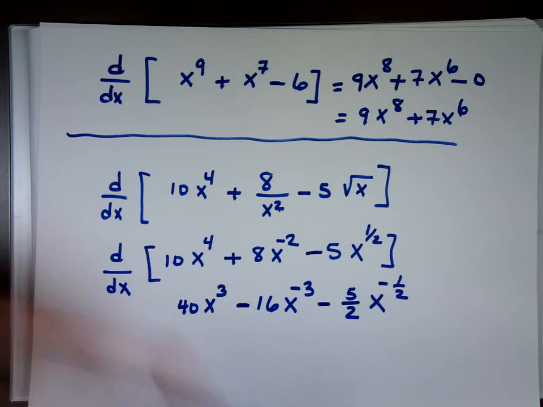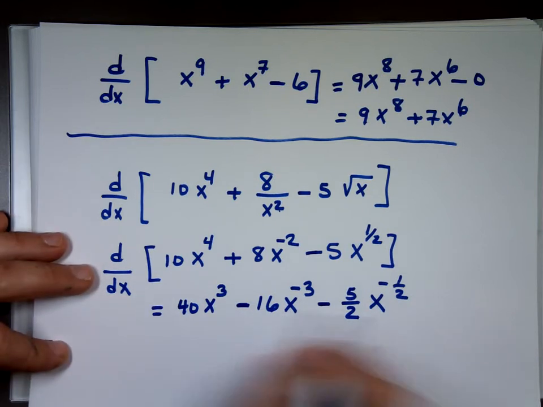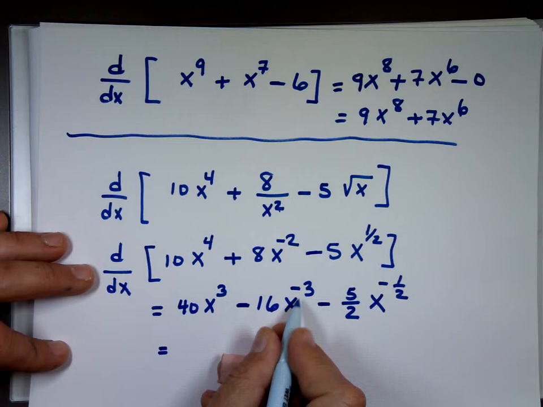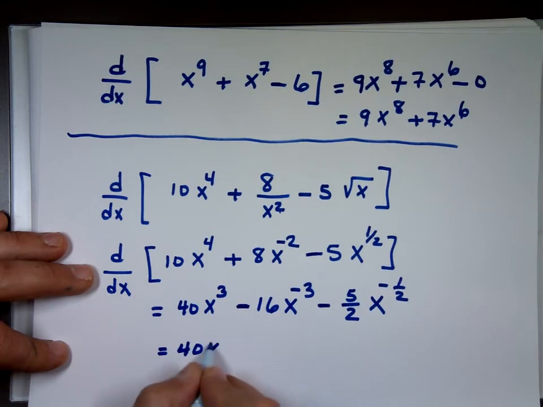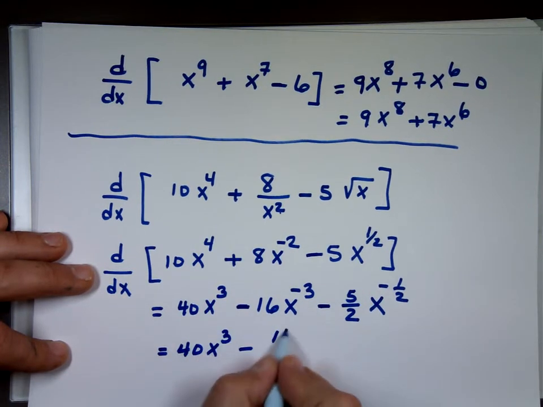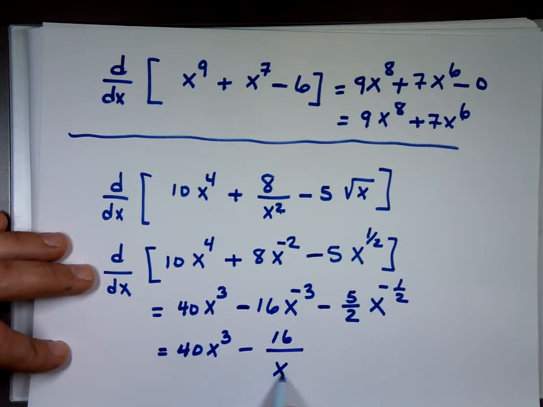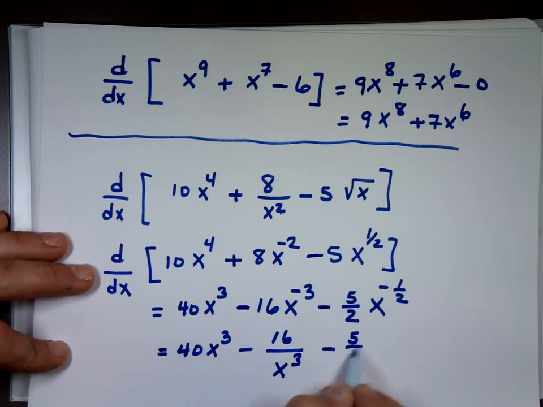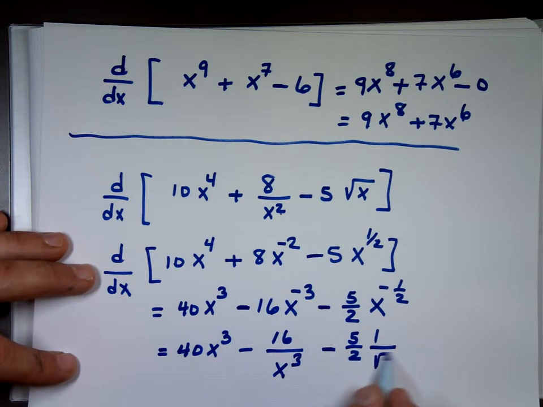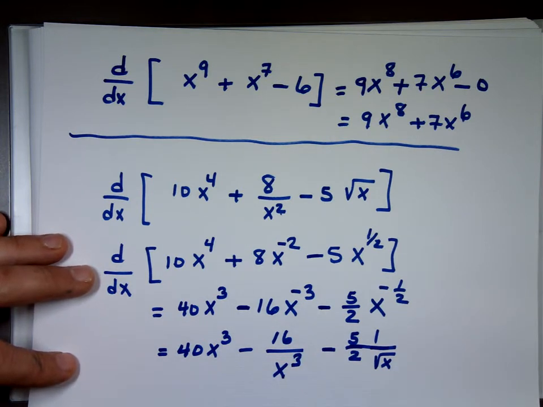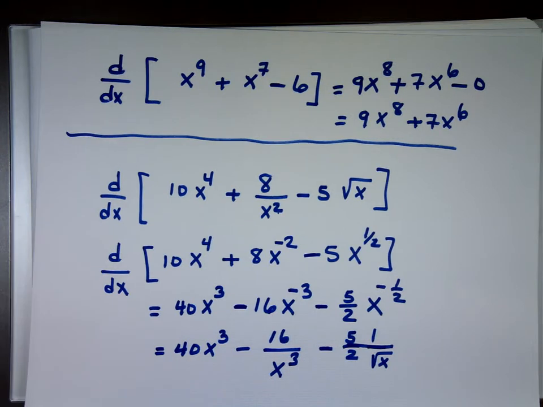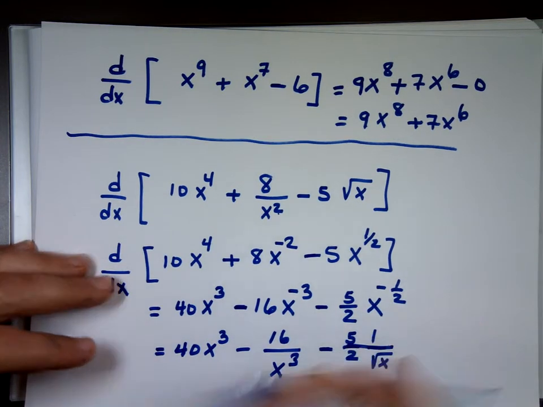Now again, if you don't like negative exponents, you can rewrite that as 16 over x to the 3rd minus 5/2, and this will be 1 over x to the 1/2, which means the square root of x. If you don't like to make this two fractions, make it one fraction. That's all just personal preference. Or the software will say leave the answer with negative exponents, or do this, do that.